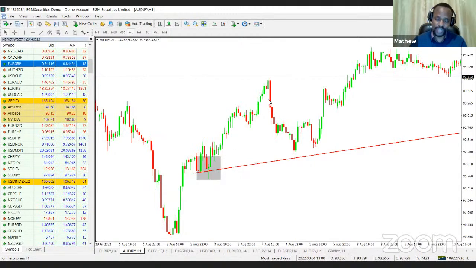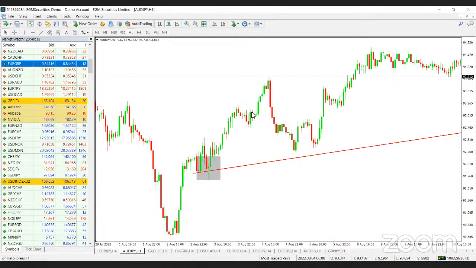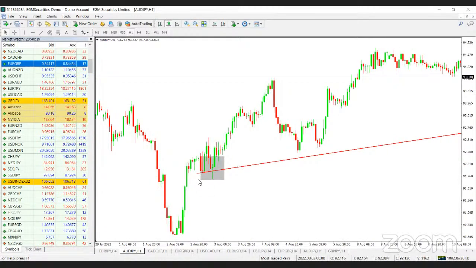And then we have a push up. So in this case, just a question: if the pin bar was red instead of blue, instead of green, will it still count?